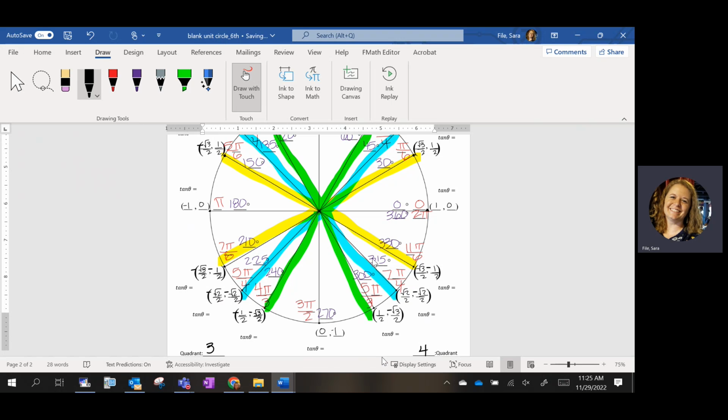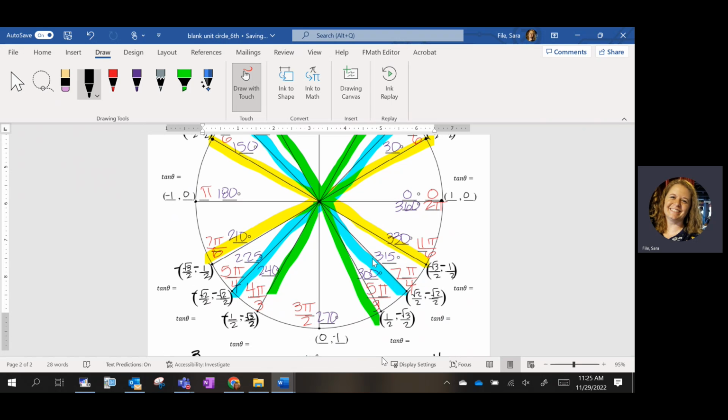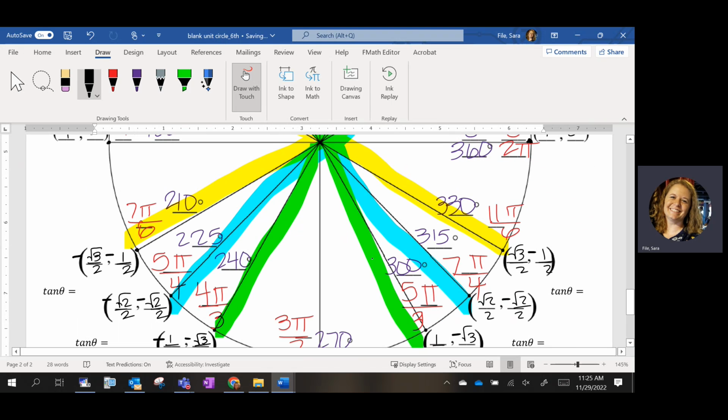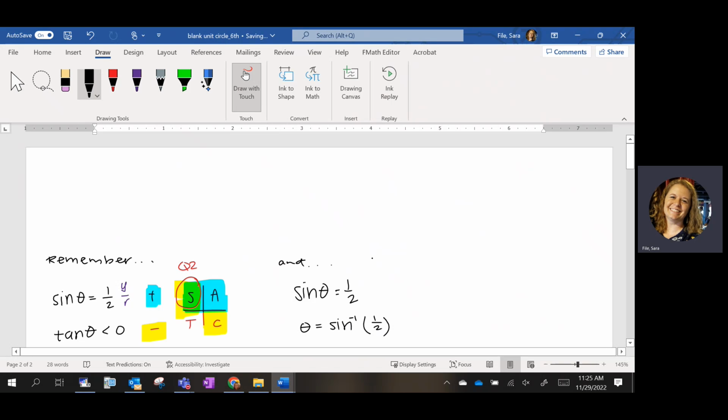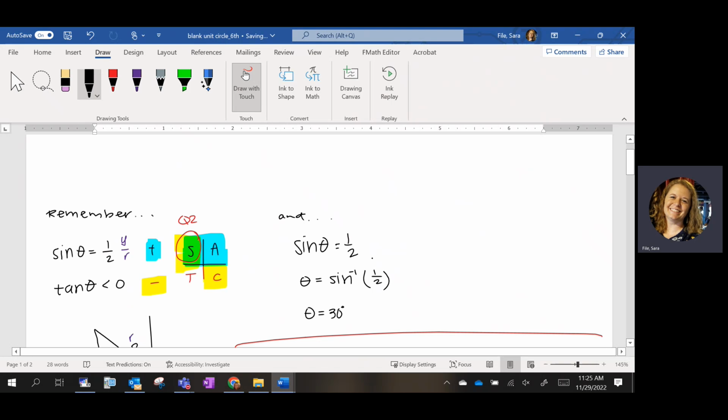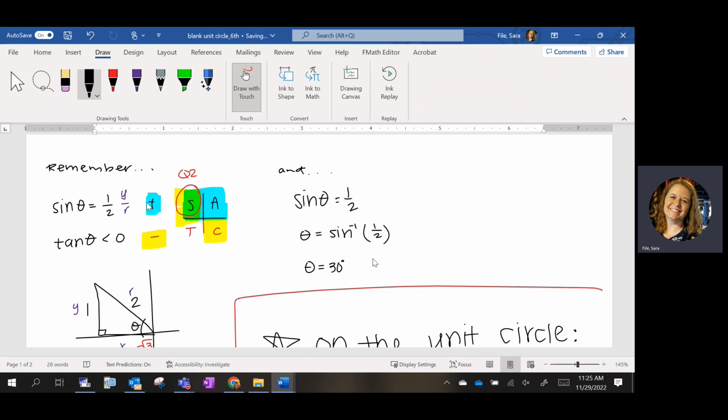Okay. So on the back of your unit circle, if you want to write any of this, you can. I'll tell you for sure what you need to write. This part right here, not so much. But this that's boxed in red here, when we get to that, you definitely are going to want to write that. So I just want to refresh your memory real quick.